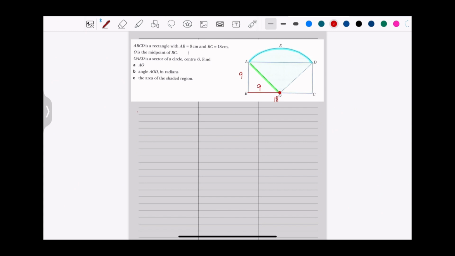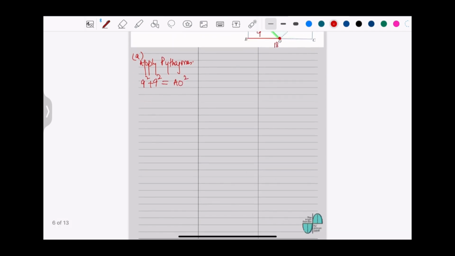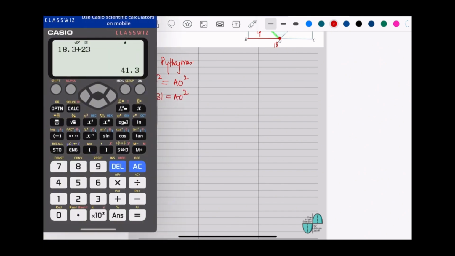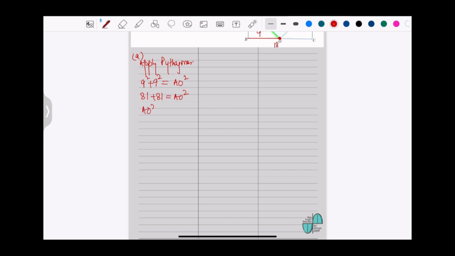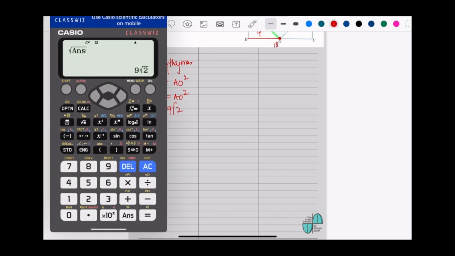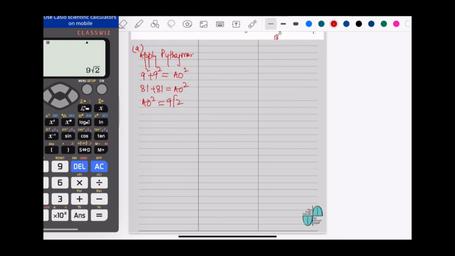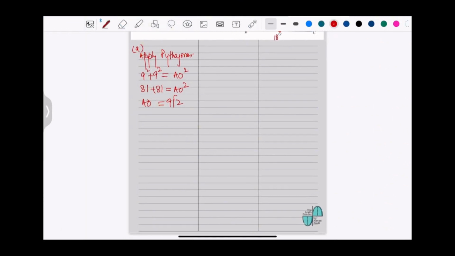And applying Pythagoras for A, I'll get 9 squared plus 9 squared is equal to AO squared. So 81 plus 81 is equal to AO squared, and I straight away use the calculator for it. 9 under root 2. So the value of AO after taking the root is 9 under root 2.